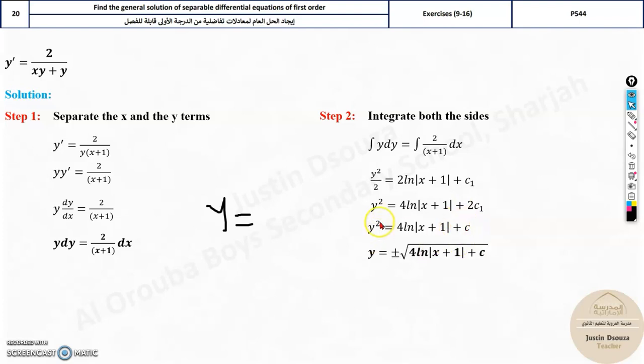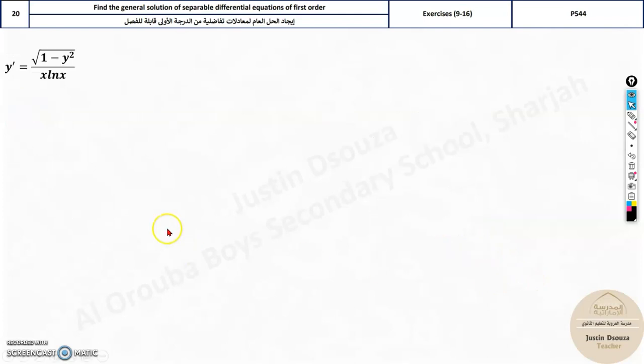Oh, sorry, it's not over. There is y squared. You need to have it in terms of y. So take the square root on both sides. Here you get plus or minus the square root of this particular term. That is the answer. Now let's look into some other problems.